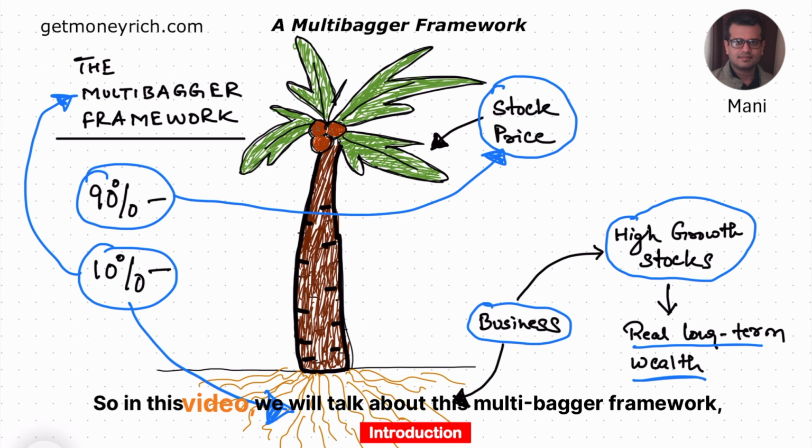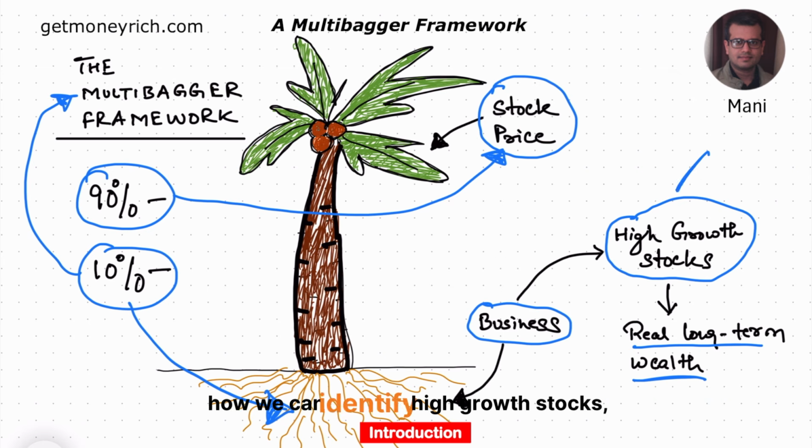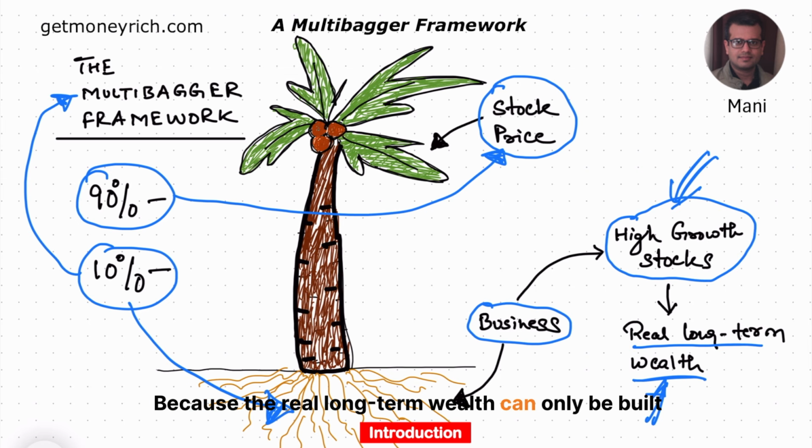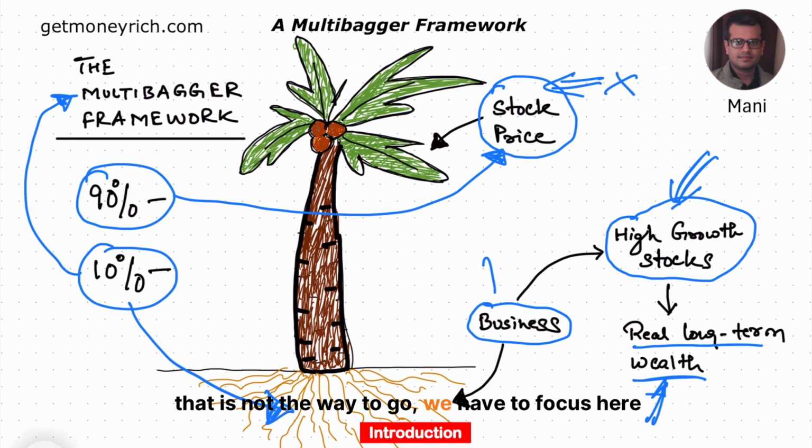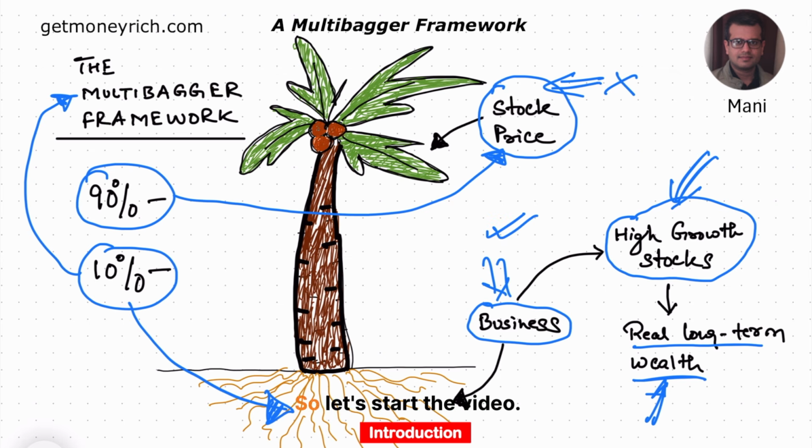So in this video, we will talk about this multi-bagger framework, how we can identify high growth stocks, and why we are focusing on high growth stocks, because the real long-term wealth can only be built by investing in high growth stocks. And when we are talking about high growth stocks, if we look only at the stock price, that is not the way to go. We have to focus here on the business behind the stock price. So let's start the video.